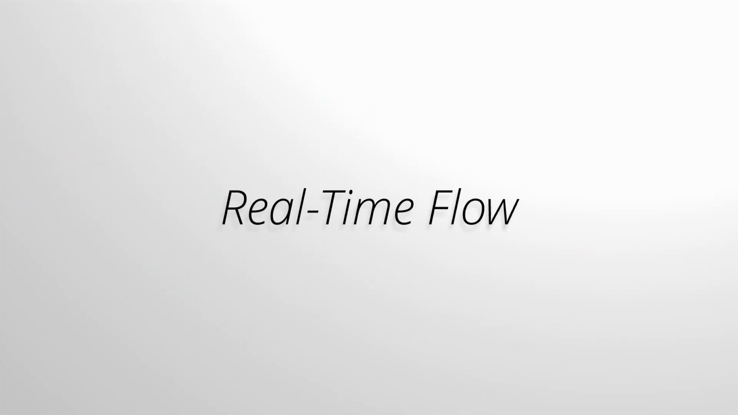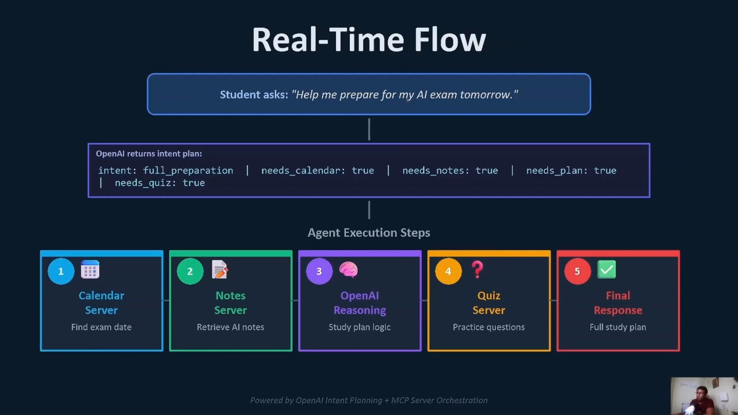Now look into the real-time code flow. When a student asks, help me prepare for my AI exam tomorrow, OpenAI returns an intent plan. This is a JSON structure. Intent: full preparation, needs calendar true or false, needs notes true or false, needs plan true or false, needs quiz true or false. Then the agent follows the plan, calls the calendar server to find the exam, calls the notes server to find and read AI notes, keeps study plan generation for OpenAI reasoning, calls the quiz server to create practice questions, and asks OpenAI to create the study plan and final response.